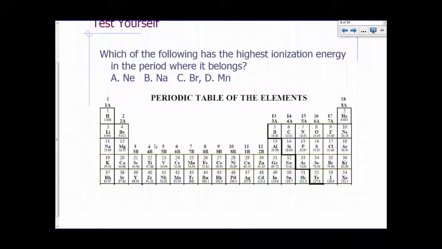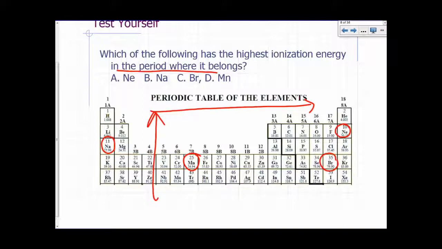Okay, let's look at this one. Which of the following has the highest ionization energy in the period where it belongs? Remember, a period is a horizontal row. Is it neon, sodium, bromine, or manganese? What did we say the trend was in ionization energy? It's increasing that way, increasing that way. So you move to the right. Going up to the right, it's increasing ionization energy.